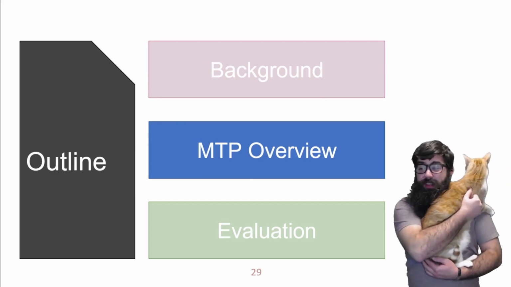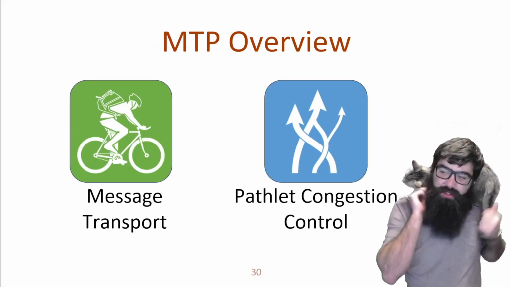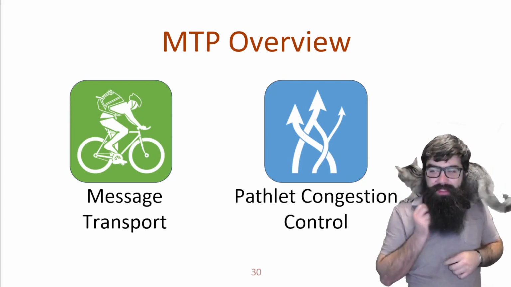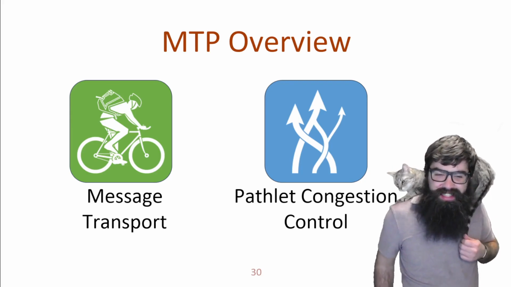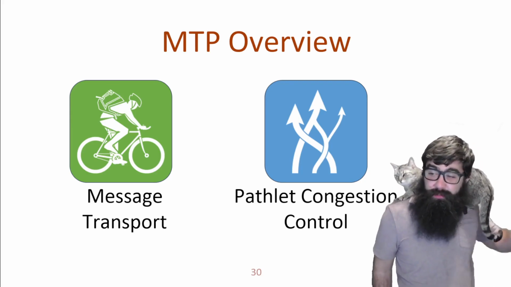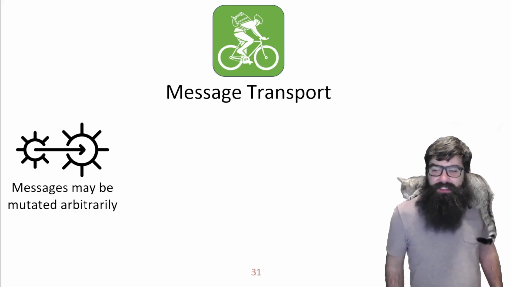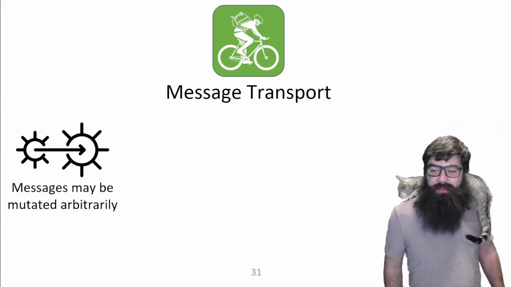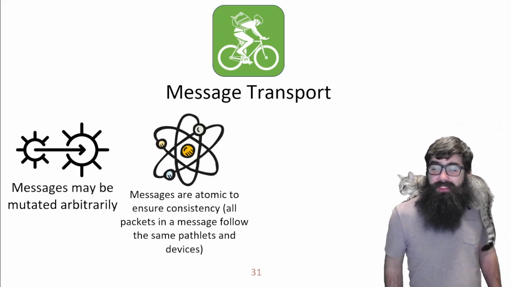And this is exactly what I've done with MTP. I'm going to spend the rest of this talk going over the design of MTP. There are 2 main components to MTP. The first is a novel message-based transport protocol, and the second is a new pathlet congestion control protocol. Let's talk more about MTP's message transport. This transport protocol allows for messages to be mutated arbitrarily. Unfortunately, this causes problems with consistency.